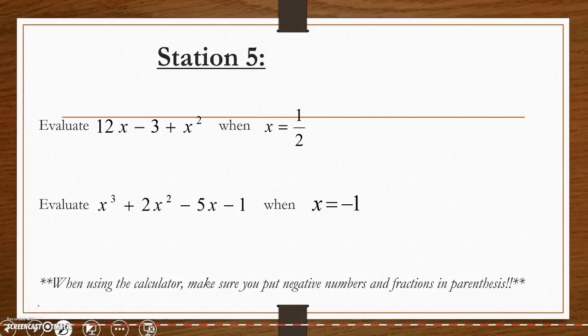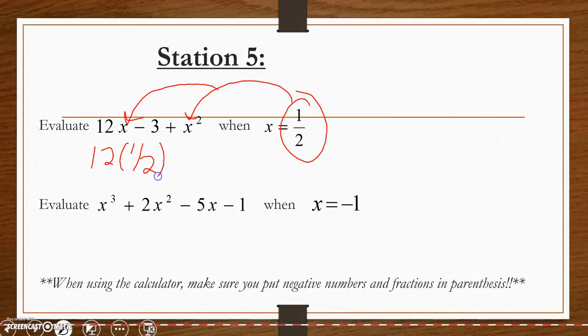Welcome to Station 5. We're going to learn about how to evaluate a function. So what we're doing is we're given an expression and what x equals, and you're going to take what x equals and plug it in to both of those x values. So instead of an x, I have 1/2 in parentheses, like this.